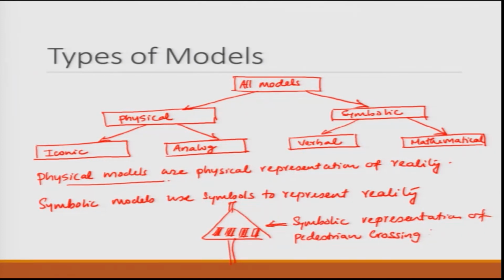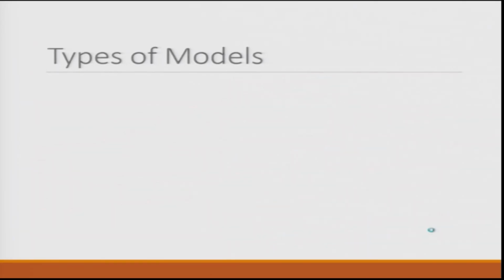So, let us look into the definitions of each one of these: iconic, analog, verbal and mathematical, and see what it amounts to. Okay. So, the iconic models, when we talk about it, what are iconic models? The iconic models are, they look like represented reality.